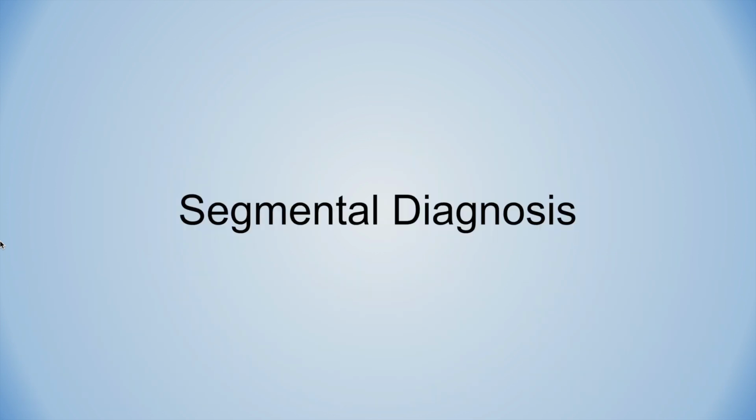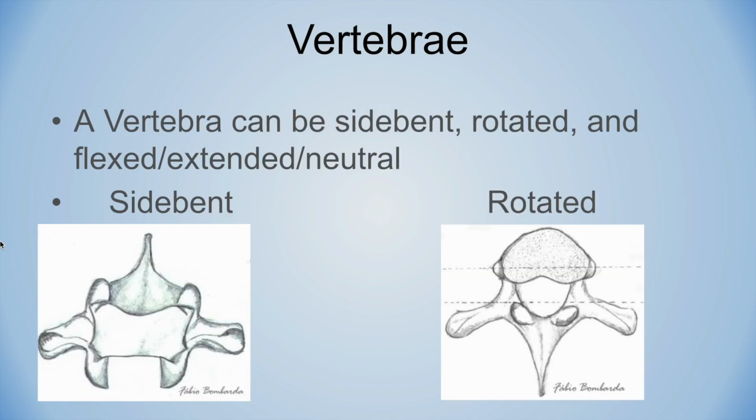So then we can move into some segmental diagnosis. This is kind of zooming in on specific body parts. And we'll start with the vertebrae. As we were saying, the vertebrae may be rotated, but they also can bend towards the side, and then they can be in a neutral, flexed, or extended position.